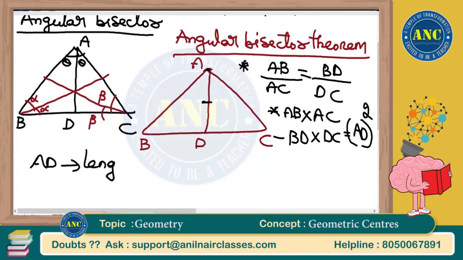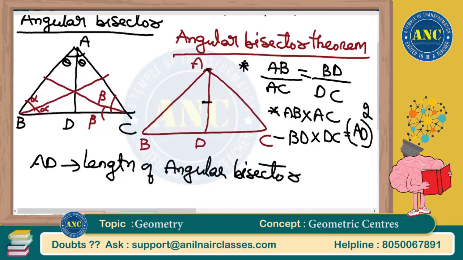You can also find the angular bisector length by using the angular bisector theorem. The length of the angular bisector is given by AB into AC minus BD into DC, which is nothing but AD whole square. Perpendicular bisector means it divides the line into two equal parts and makes an angle of 90 degrees. Angular bisector means it divides the angle into two equal parts.